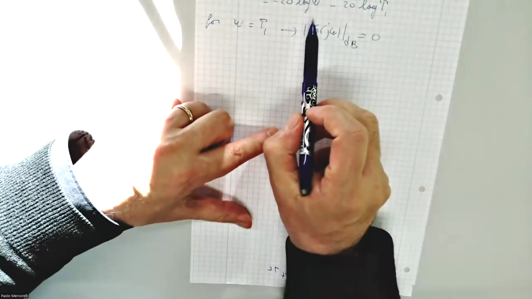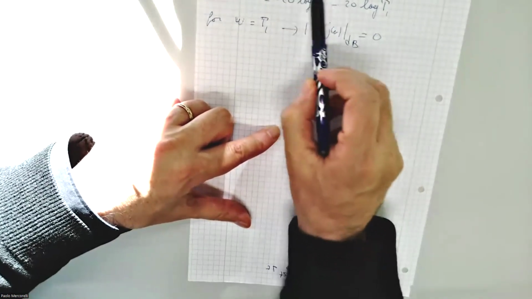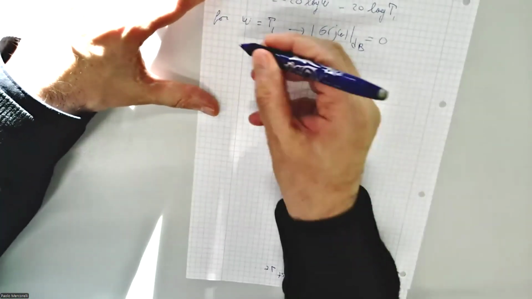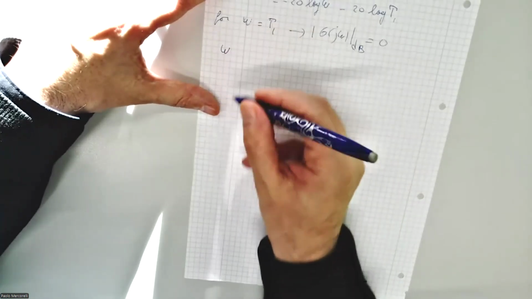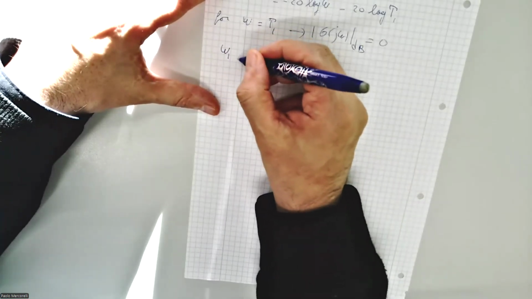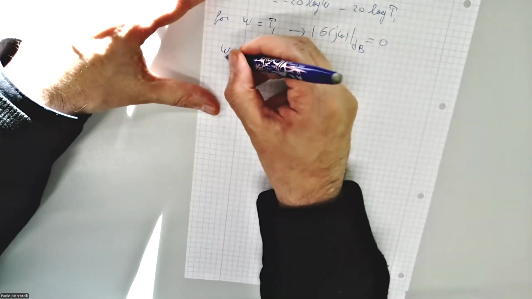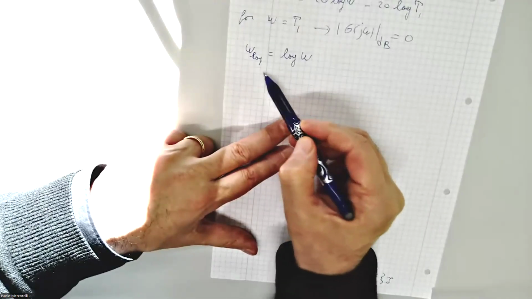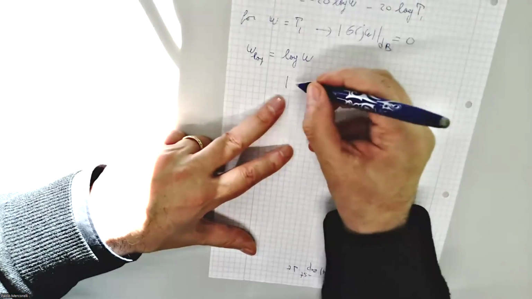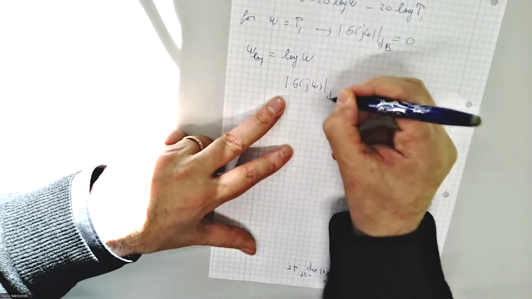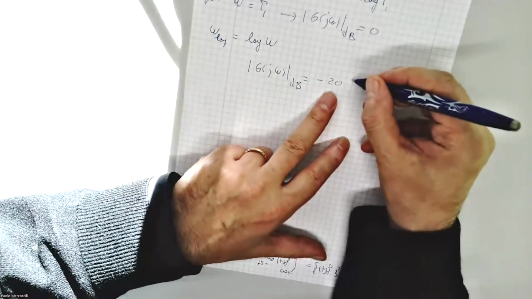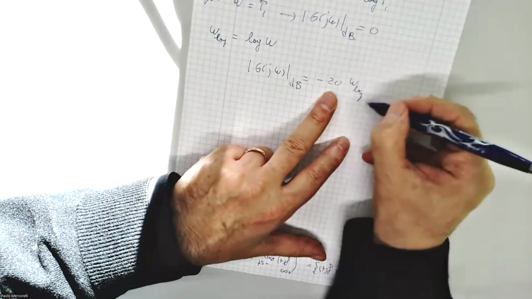Now, if the variable which I want to consider is log of omega, I mean, if I consider, for instance, omega L equal log of omega, and I will have this as new variable. No?